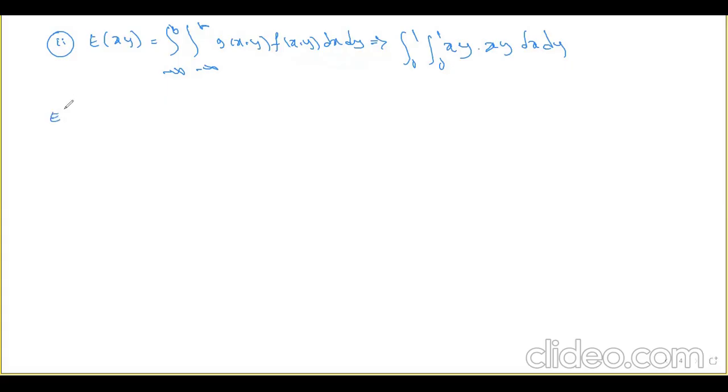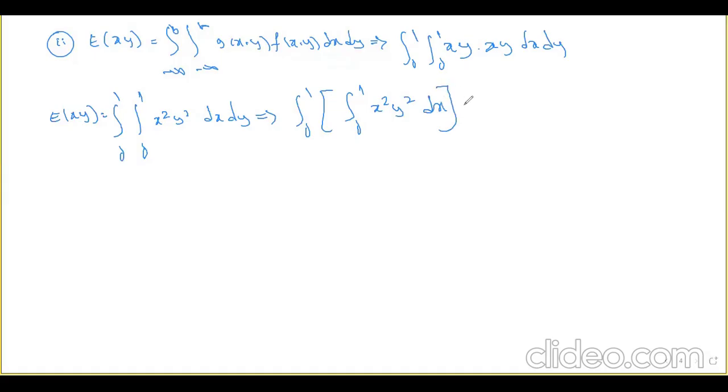So now expected value of xy equal to double integration 0 to 1. So here xy is there. So that will be x square y square dx dy. So this will be integration 0 to 1, integration 0 to 1 x square y square dx, then dy.